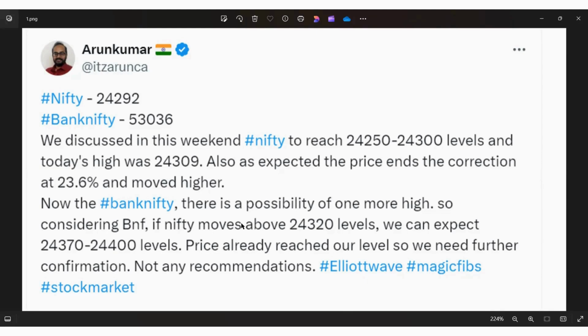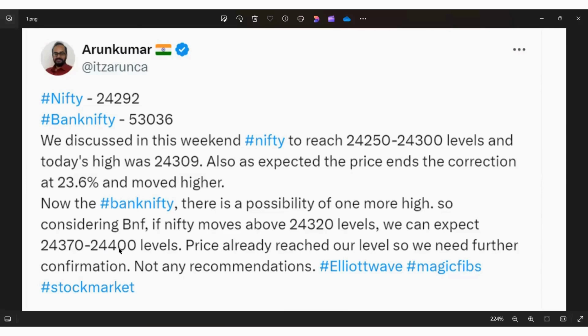but most of the time there will be a slowdown process, either at support or resistance. That's why, once the price reaches the support or resistance, wait for a few minutes or hours or days as per your holding position. Once it reaches the upside target of 24,250 to 300, based on Bank Nifty there is a possibility of one more high. I'm expecting one more high for Bank Nifty. So if Nifty moves above 24,320, this is our level, we can expect 24,370 to 24,400 levels. This is how we need to approach the market when the price reaches an important reversal zone, because it will not reverse immediately every time.